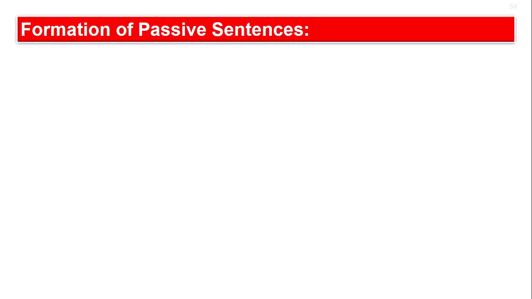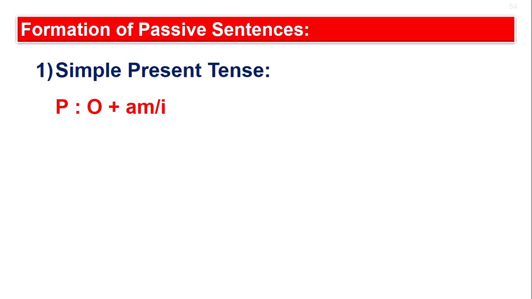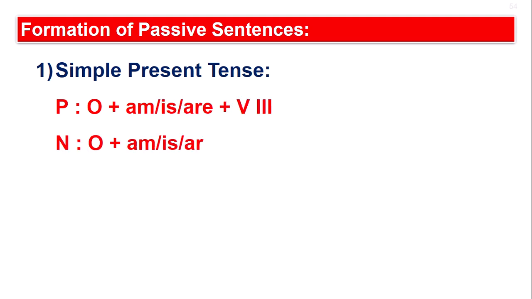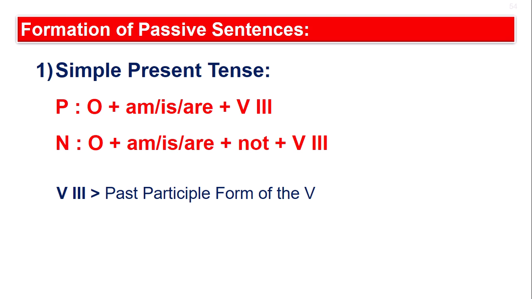Passive sentences. Here we have the positive and negative formula, and the first tense is simple present tense. The positive formula is object plus am/is/are plus verb 3, and verb 3 stands for the past participle form of the verb. Negative formula: object plus am/is/are plus not plus verb 3. So the formulas are not much difficult and they are easier than the active sentences because there is no subject according to the definition of passive sentences.